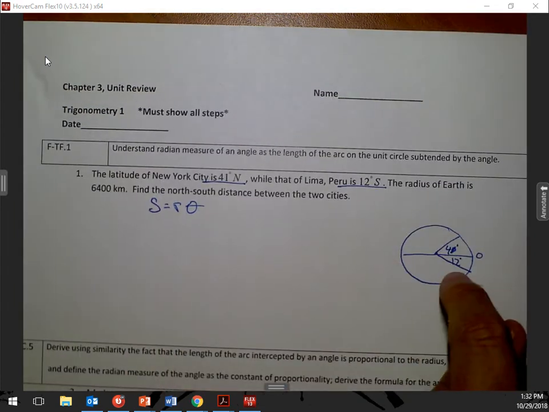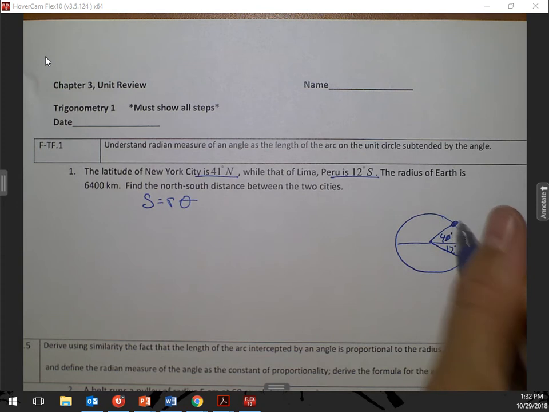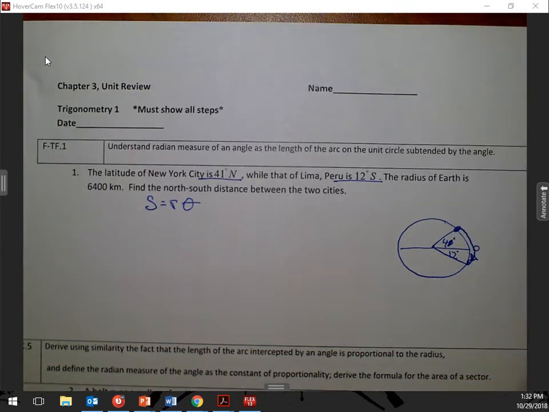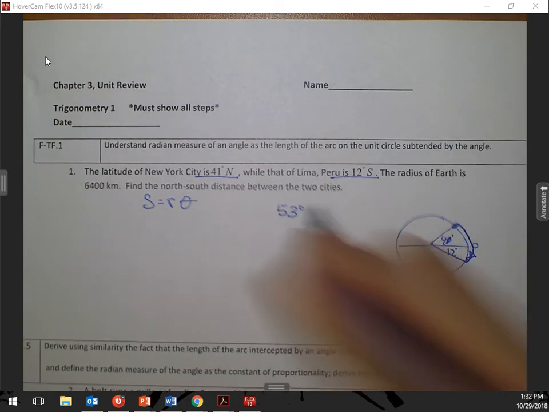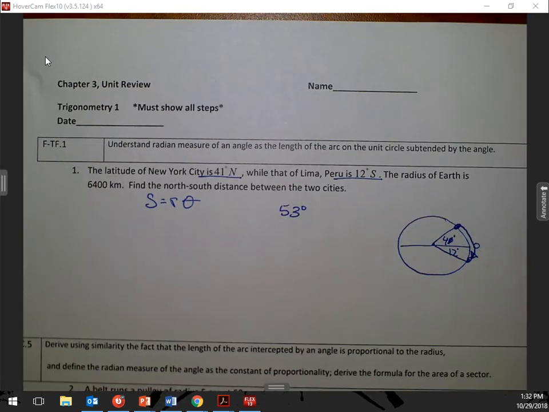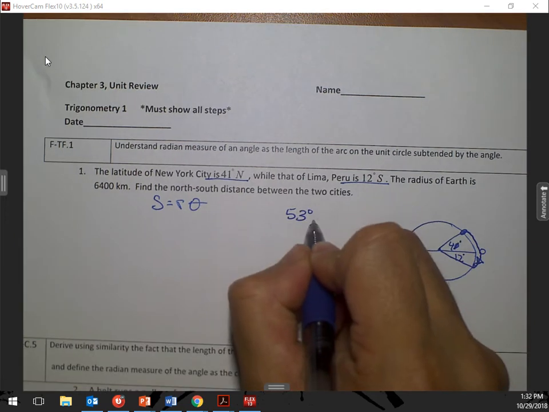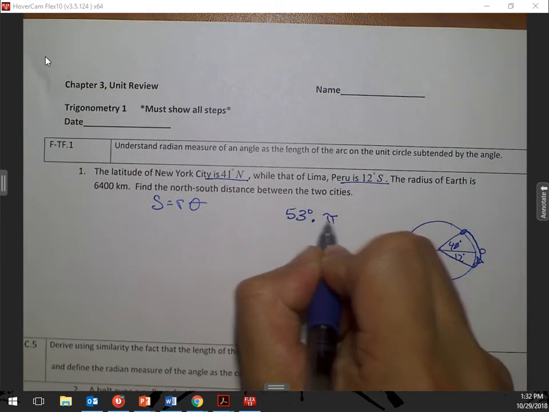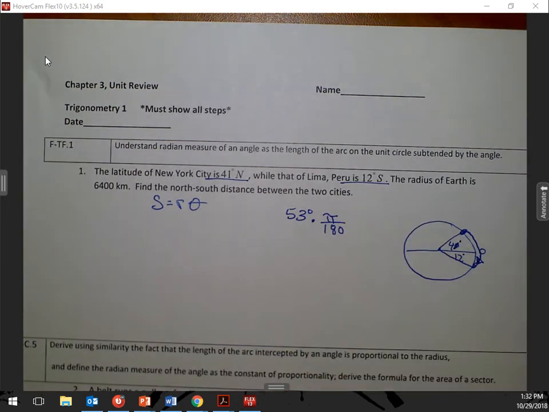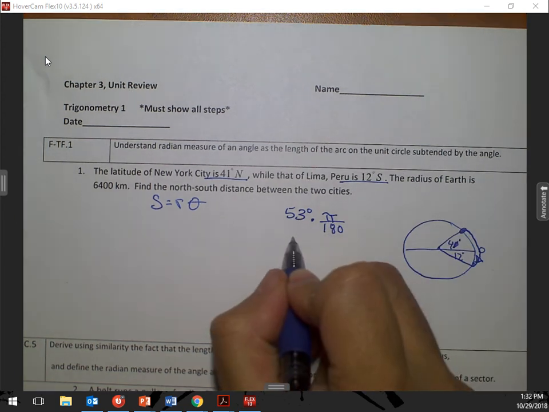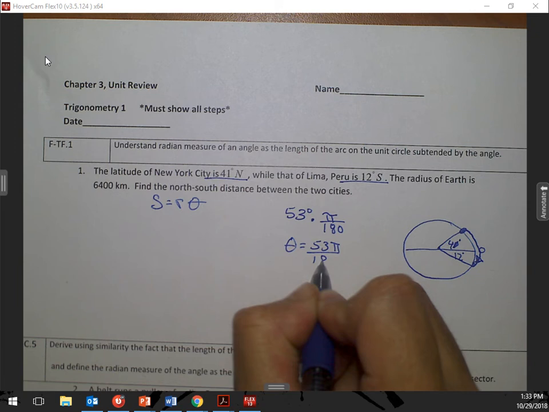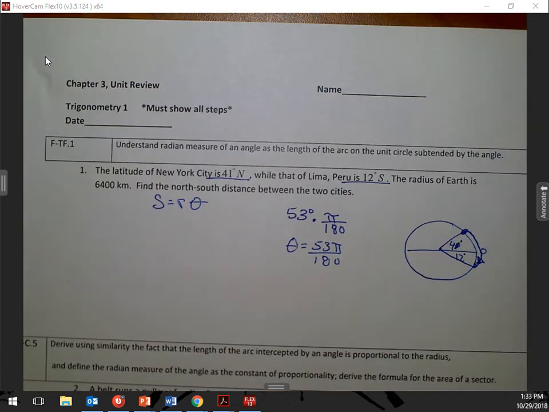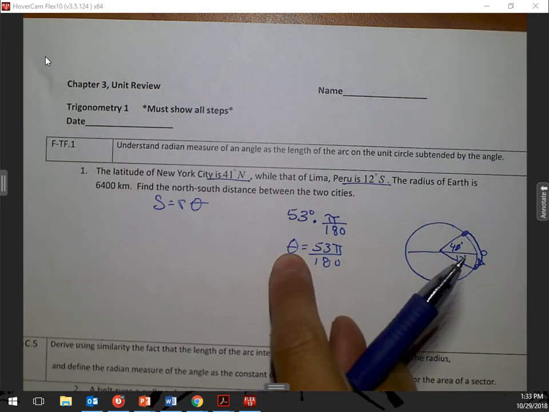So let's take a look. We're going to go from right here to right here. Add them both together, right? And so this is going to be a total of 53 degrees. But since it has to be in radian, I have to convert that. So I'm going to multiply that by what? Pi over 180. Yes. Pi over 180. I'm not going to worry about reducing it. It's just going to come out to be theta is 53 pi over 180. So that's without reducing it. Just leaving it there. So that is my theta.